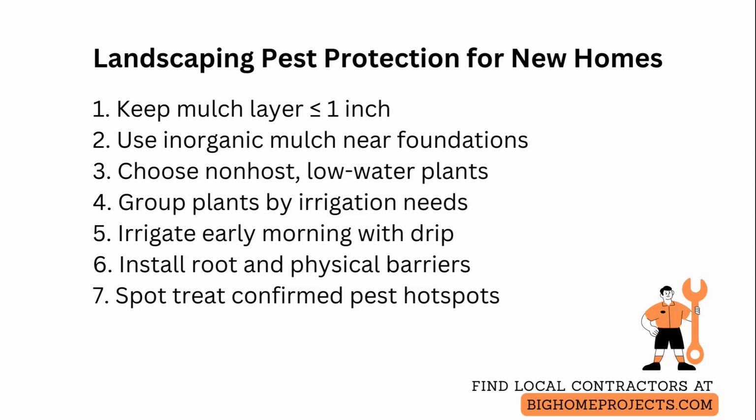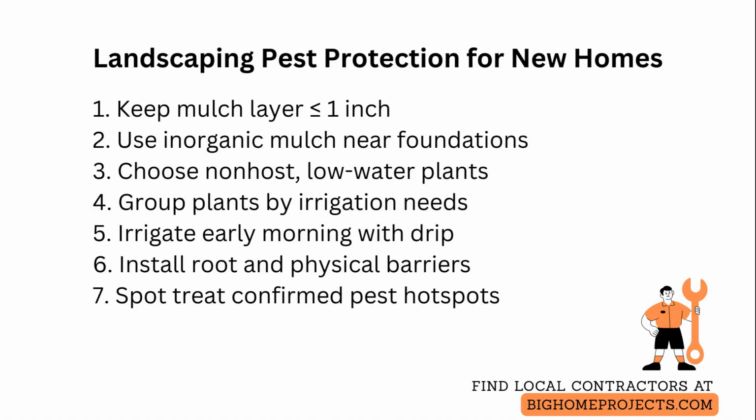Use inorganic mulches such as gravel or crushed stone in tight foundation bands where possible to break the continuous organic path into the house. Choose plant species that are not hosts for common structural pests in your region and group plants by irrigation needs to limit overwatering. Native, low-water shrubs and groundcovers often host fewer invasive insects and require less maintenance.